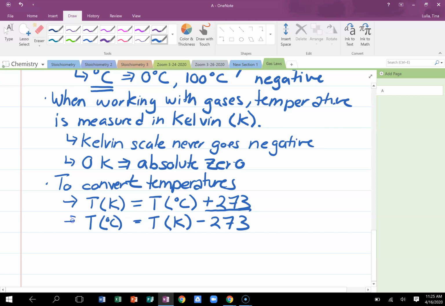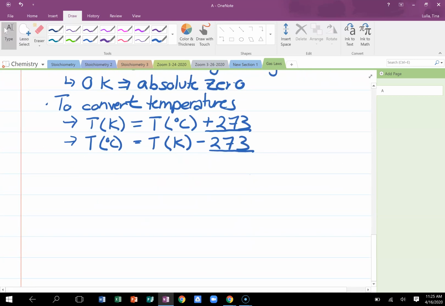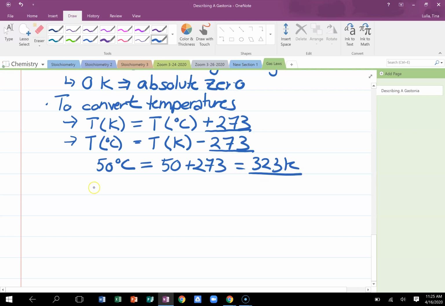The temperature in Celsius is always the temperature in Kelvin minus 273. So basically, if you're given Celsius, add 273 and it becomes Kelvin. If you're given Kelvin, subtract 273 and it becomes Celsius. So let's do a couple examples. If someone said 50 degrees Celsius, how many Kelvin is it? Well, I'm just going to say 50 plus 273, and that's going to be 323 Kelvin.